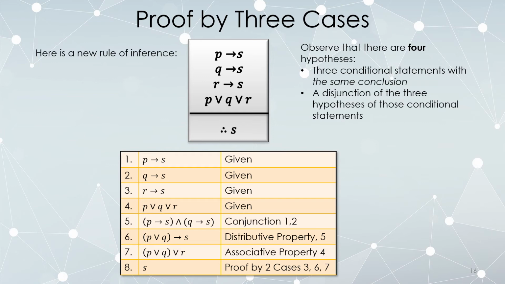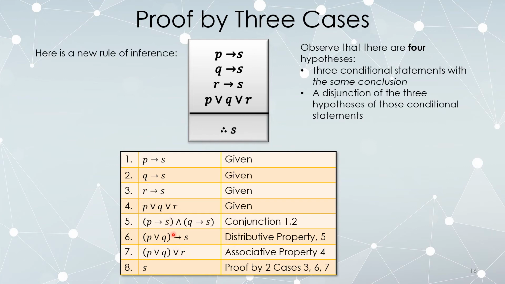We state our 4 givens. Okay, those are lines 1, 2, 3, and 4. In line 5, I conjoin lines 1 and 2, but I can then use a distributive property to say this. The associative property on line 4 says I can put the parentheses wherever I want. And now notice what we have. P or Q implies S, R implies S, and either P or Q or R, which is really just proof by 2 cases, using lines 3, 6, and 7.